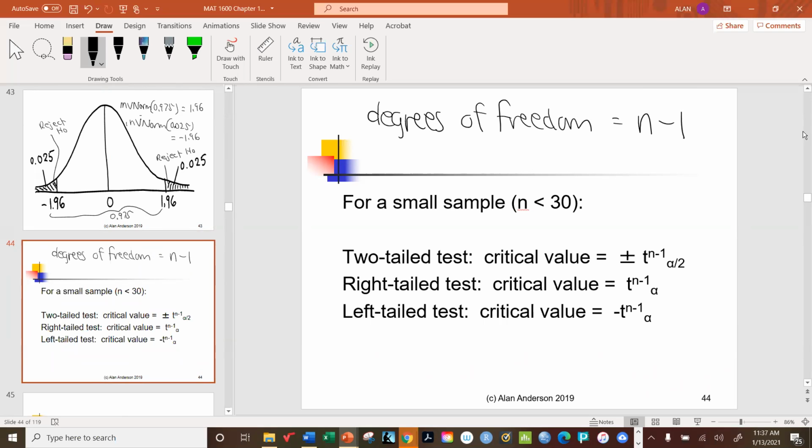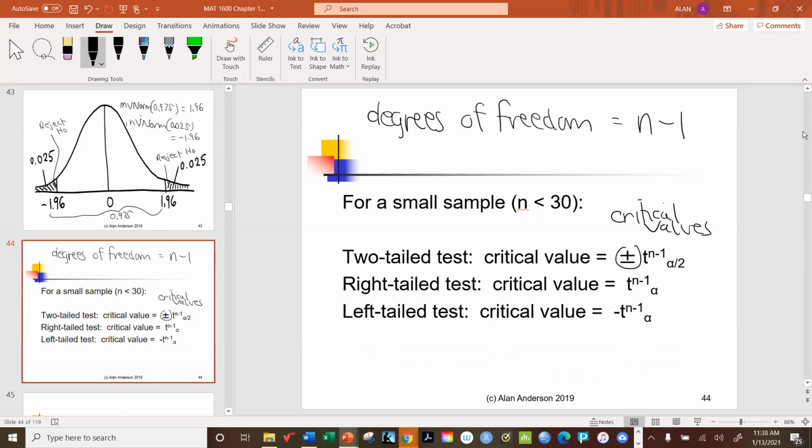Now, even though they're based on the t-distribution, they're also still referred to as critical values, although you could call them t-scores if you want to. In this application, they're called critical values. And the logic is the same. The two-tailed test has two values. Right-tailed test has a positive value. Left-tailed test has a negative value.